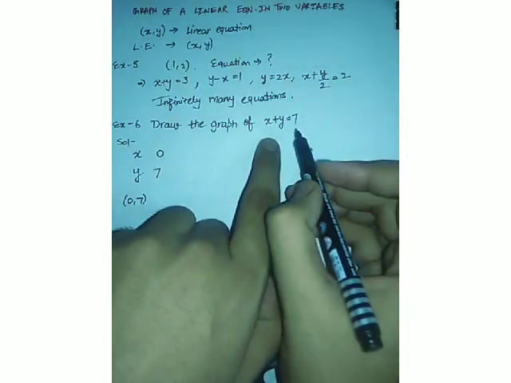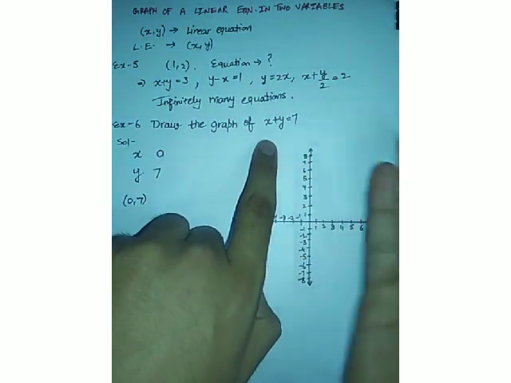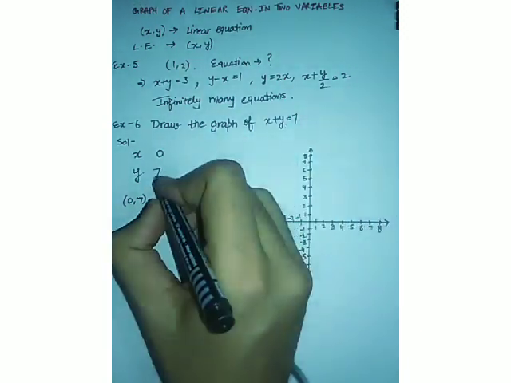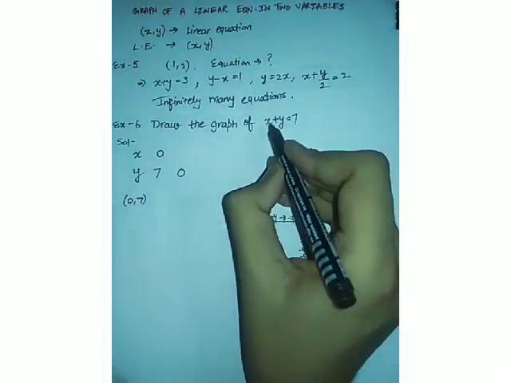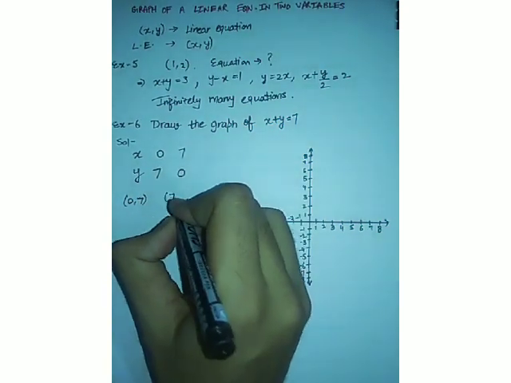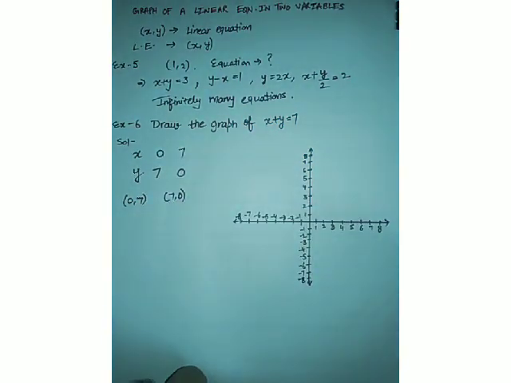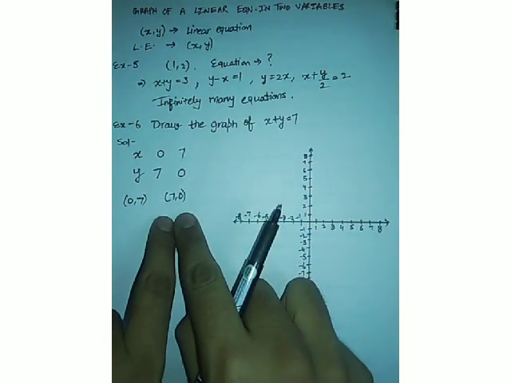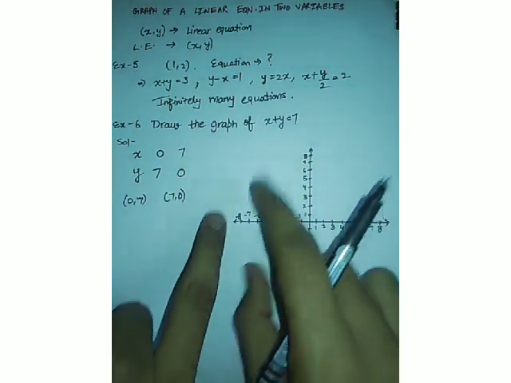Second one. Now put the second variable as 0 and find the value of the first one. Put y is equal to 0. You will get x is equal to 7. So what's the second point? That is (7, 0). Clear? This is how you have to find the points, and then you have to plot.